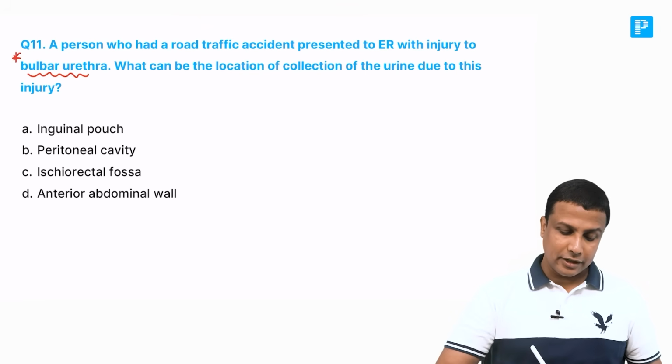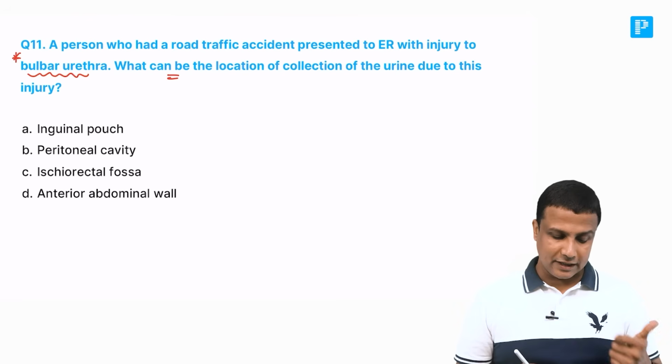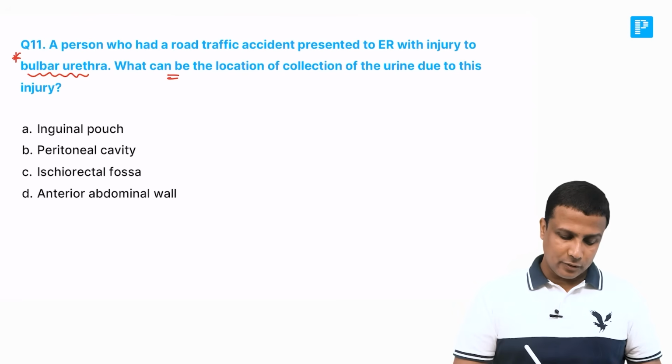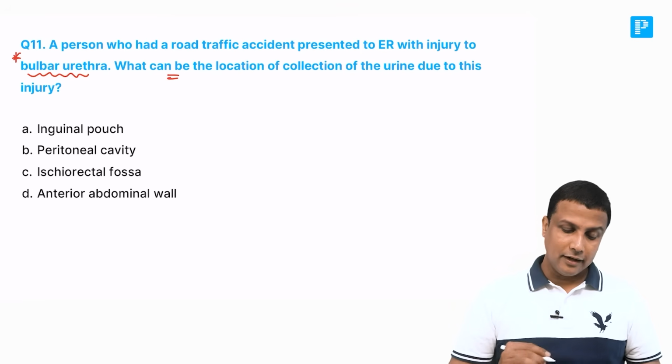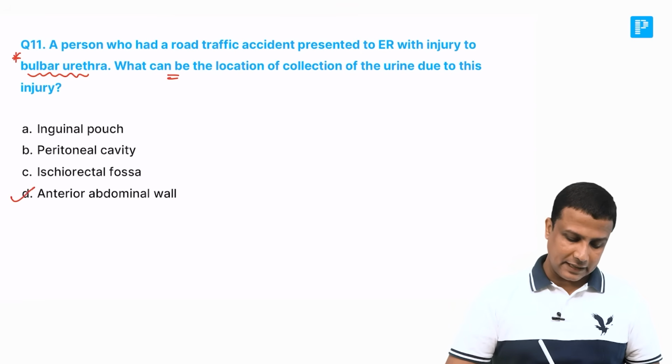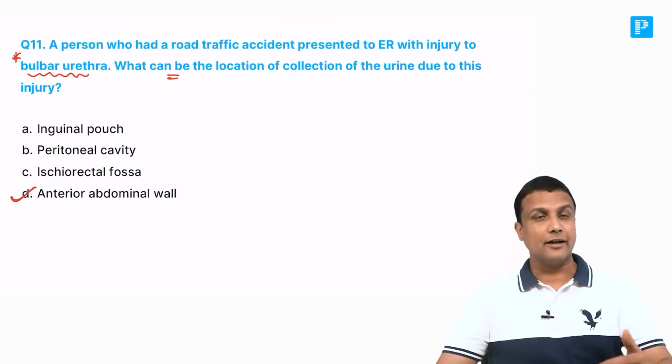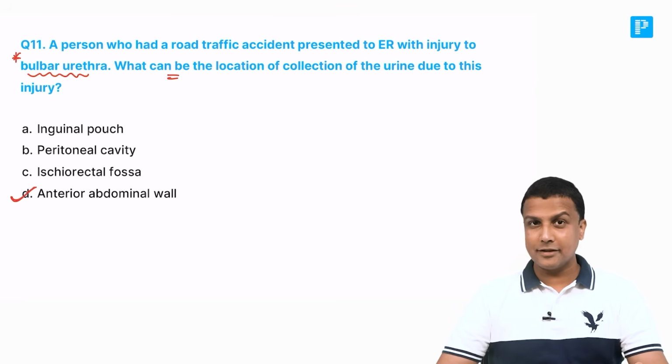What can be the location of collection of urine due to this injury? So inguinal pouch, peritoneal cavity, ischiorectal fossa, and the anterior abdominal wall. The right answer here will be the anterior abdominal wall. So that is the correct answer here. It can't be into other places which are given here. It's into the anterior abdominal wall.